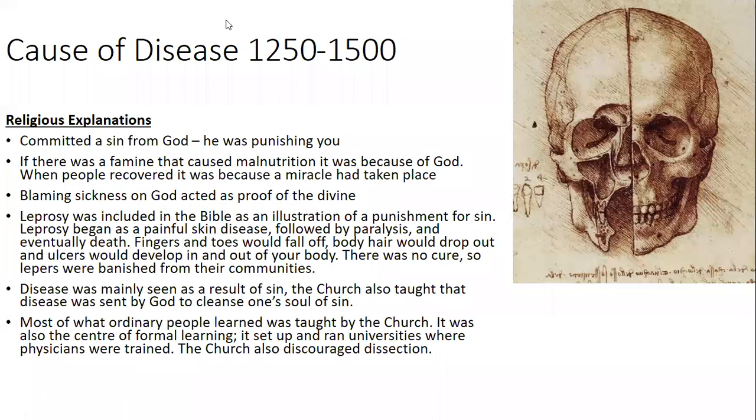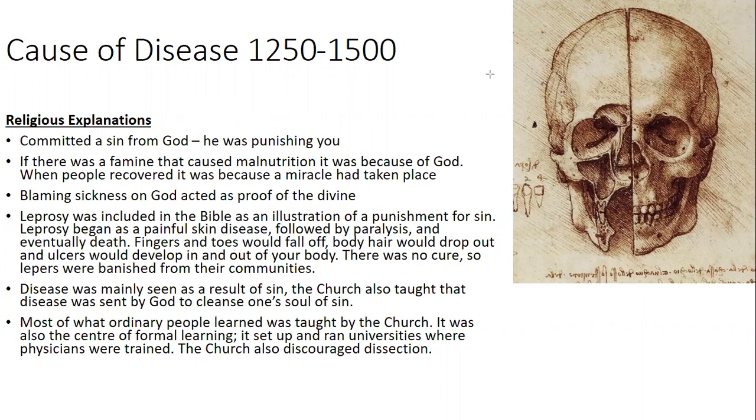So the first thing we need to understand is that the cause of disease in the years 1250 to 1500 was very different, for a multitude of reasons. This is mainly because in the years 1250 to 1500, life in Britain was very, very different. It was mainly focused around religion and the secular control of the church. So disease and medicine all had a lot of control based around this.